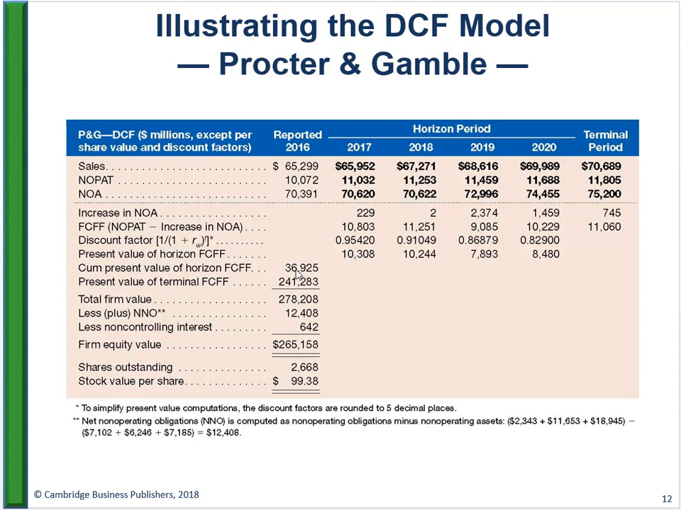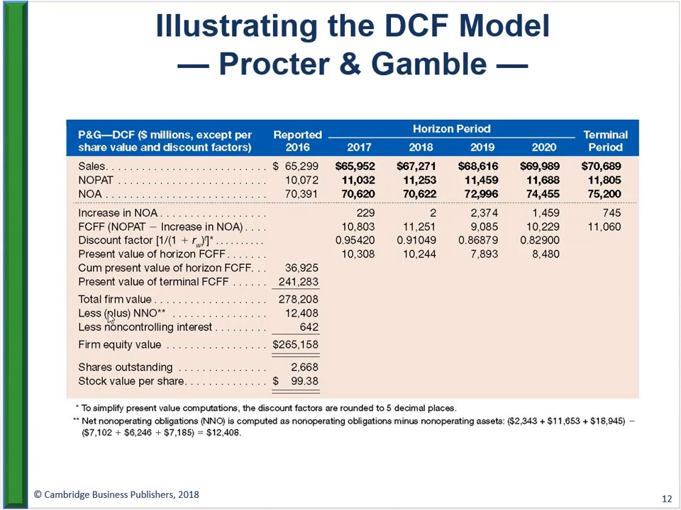The cumulative present value sums to $36,925,000. We're going to add that to the present value of our terminal year cash flow, which is this $11 billion. And if you recall from Module 12, we calculate the present value of that by dividing by our weighted average cost of capital less our growth rate. And our growth rate in this instance is 1%. That present value equals 241. We add that to 36 to come up with a total firm value of $278 billion.